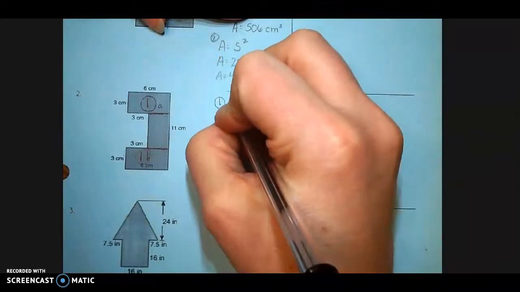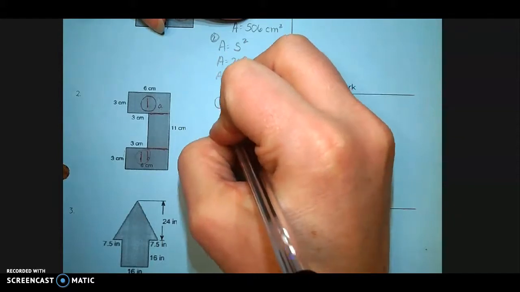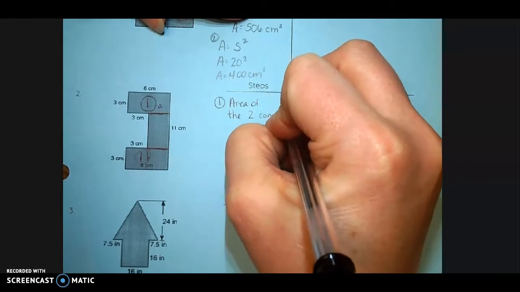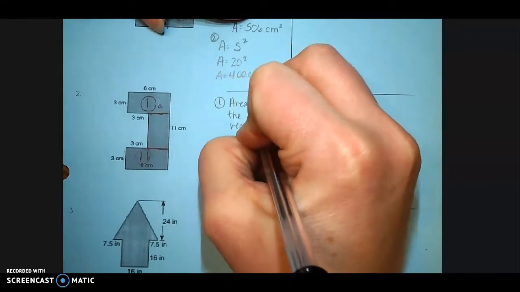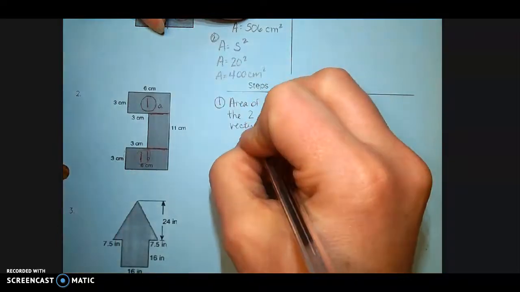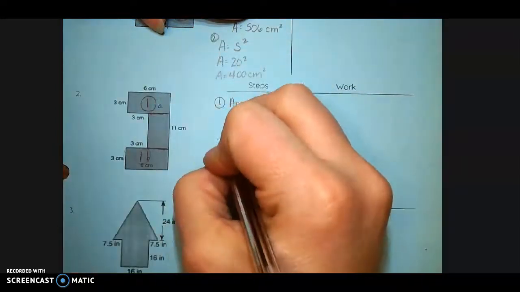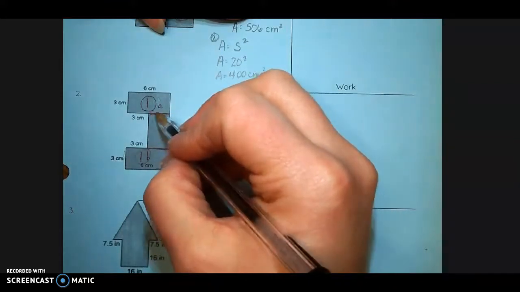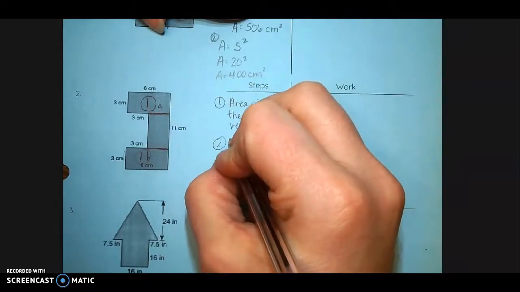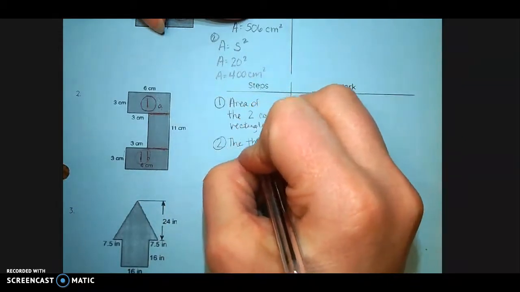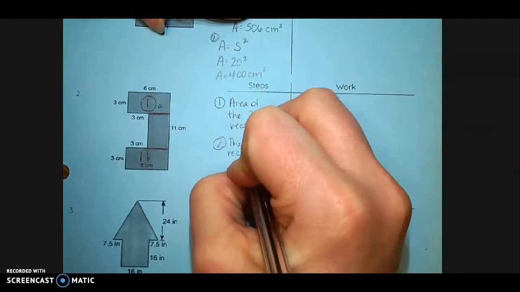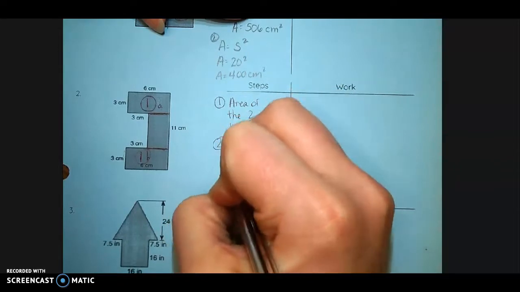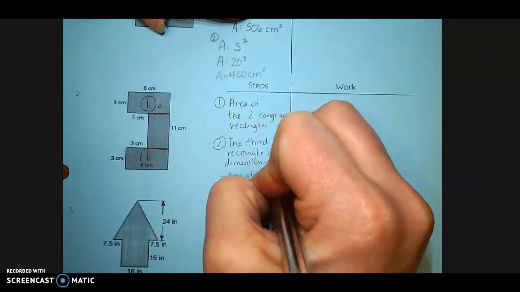So my first step is I'm going to find the area of the two congruent rectangles. And then I need to find this length right here. I'm going to find the third rectangle's dimensions and then use that to find the area of the third rectangle.